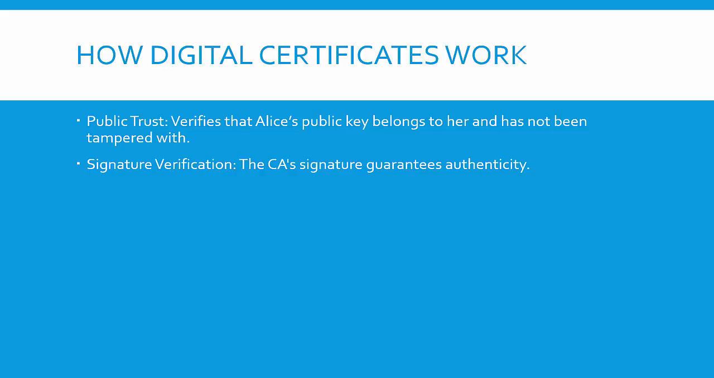Digital certificates work through public trust. When someone receives Alice's certificate, they can verify that her public key truly belongs to her and that it hasn't been tampered with. The CA signature on the certificate assures its authenticity.